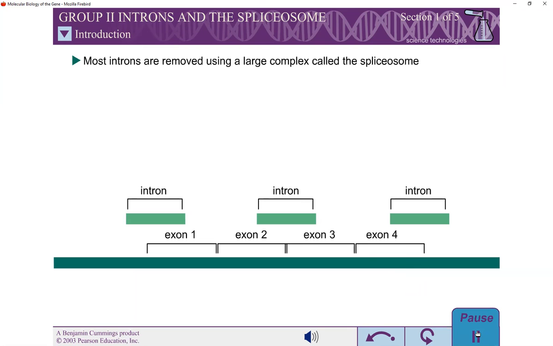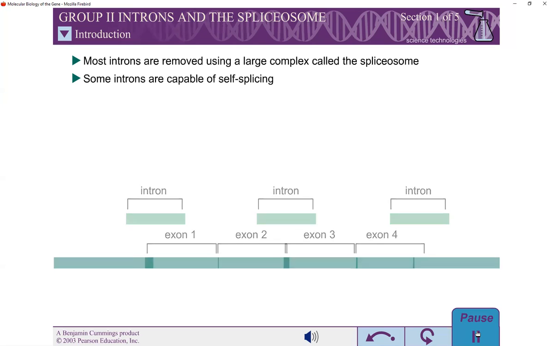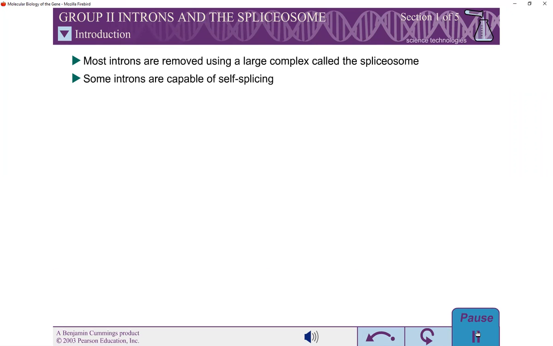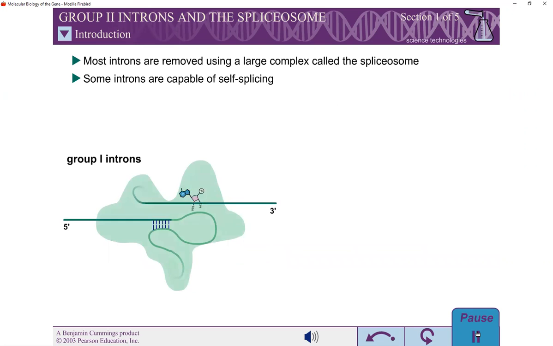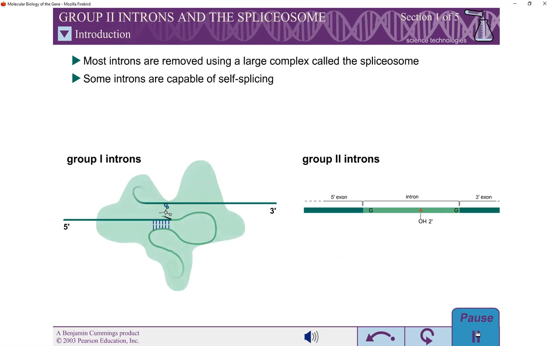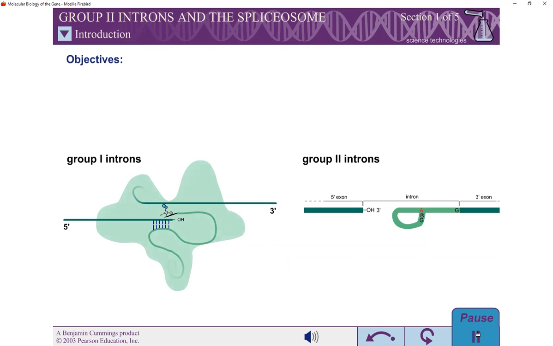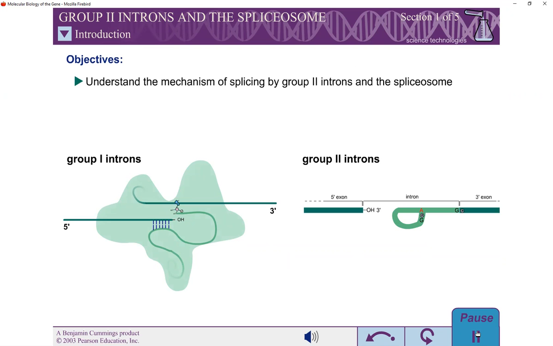While most nuclear pre-mRNA transcripts are spliced using a large complex called the spliceosome, some introns are capable of catalyzing the chemistry of their own release. These self-splicing introns are divided into two classes based on their mechanism of self-splicing: Group 1 introns and Group 2 introns. Group 1 introns are described in a separate exercise. When you have completed this exercise, you should understand the mechanism of splicing by Group 2 introns and the spliceosome.